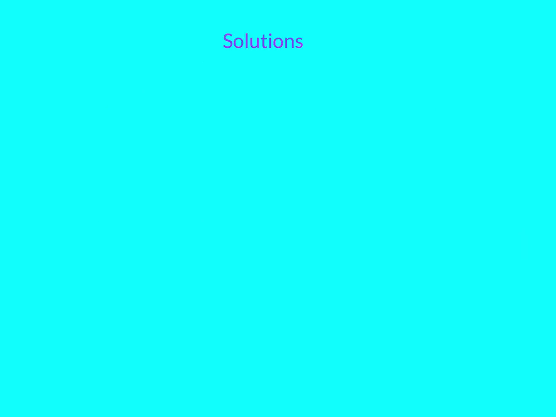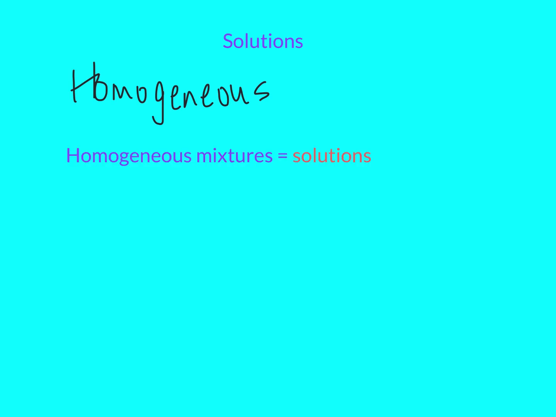Okay, I'm going to talk about solutions first. My question to you is, what kind of mixture is made when iced tea mix is dissolved in water? Or you could say Kool-Aid mix or anything like that. And the answer is homogeneous. Homogeneous mixtures are called solutions.